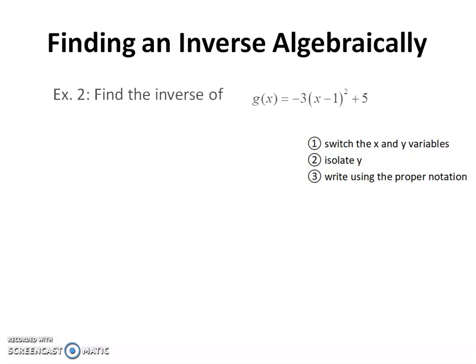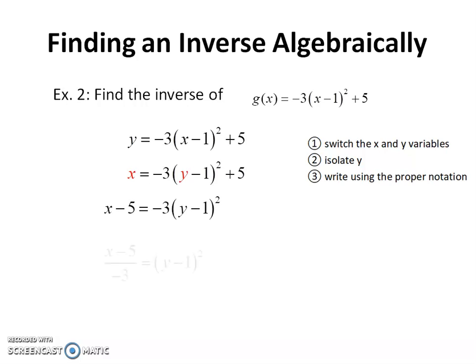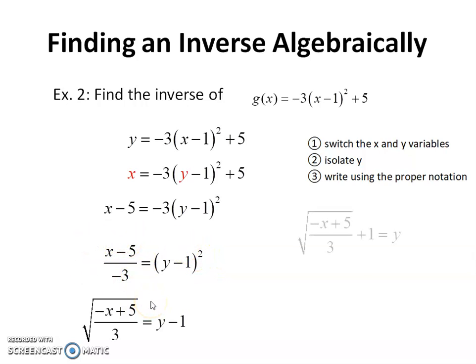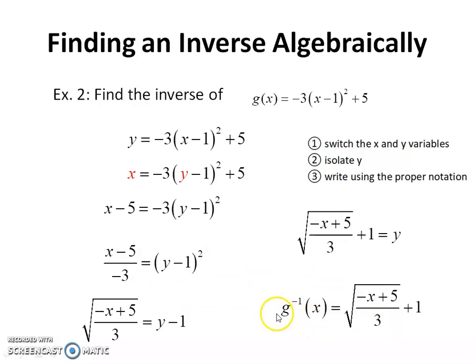In example 2, it's a different type of function. The original function has a squared in it, but the steps are the same. It's just the order of operations that will be a little different. I'll swap the x and the y, subtract 5 from both sides. I want to isolate it, so divide by 3. When I get down to this part where I have a squared, I need to take the square root of both sides. It undoes the square here, and it introduces a square root on this side, and then I would add 1 to both sides. So that's isolated, and my final step is to write it in terms of its original name, this was g, so g to the power -1 of x.